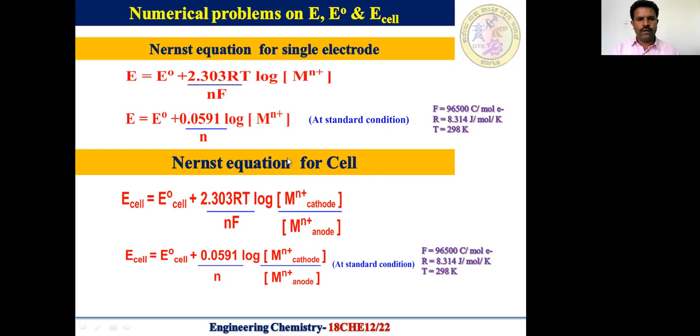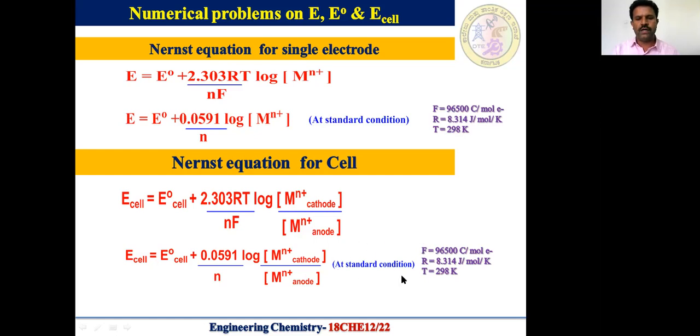So if we consider a cell which consists of two half cells, then the Nernst equation can be written as E cell is equal to E naught cell plus 2.303 RT divided by nF log of the concentration of metal ions solution at cathode divided by the concentration of the solution at anode.